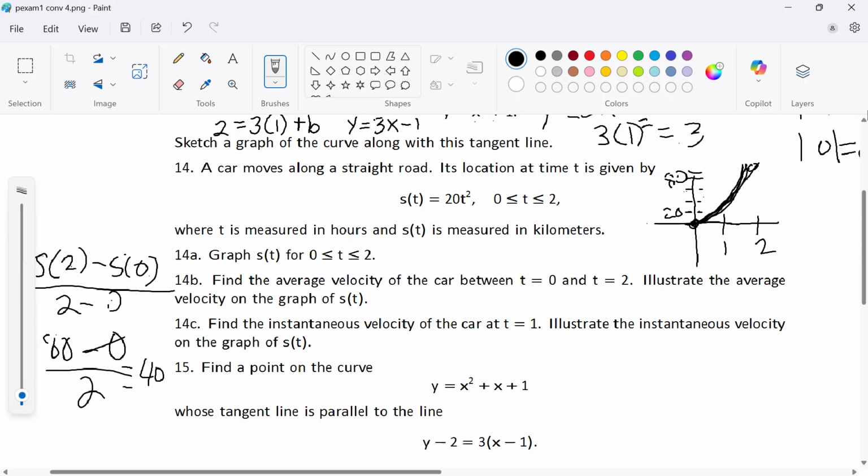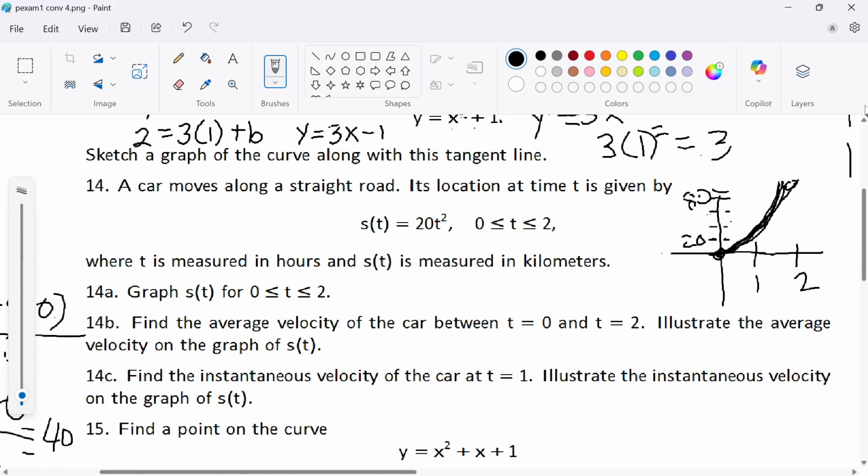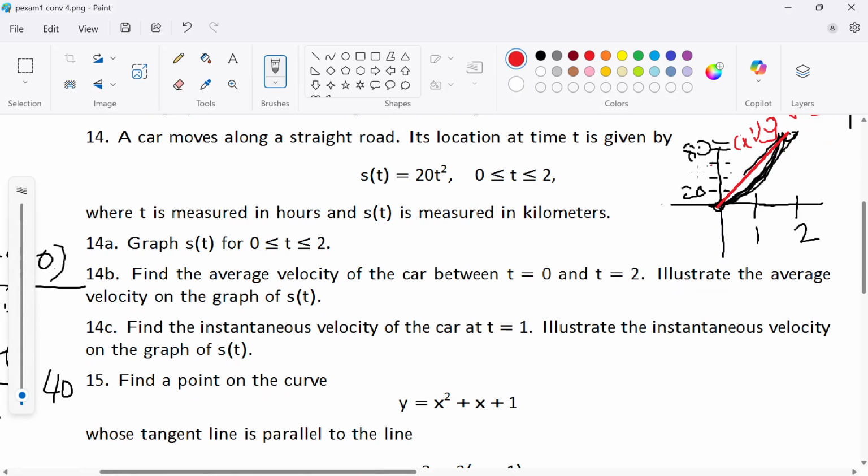Illustrate the average on the graph. Well, to illustrate the average, I just draw, wait a minute, I want to do a straight line, and I'm going to do this one in red. I draw, why is it still doing it in black? Okay. I draw a straight line between those 2 points, and that's the average velocity. That's the average velocity between 0 and 2.